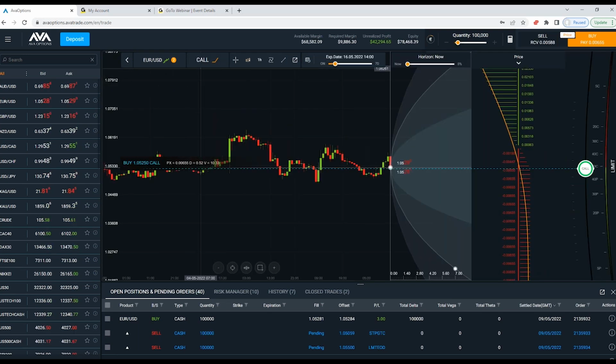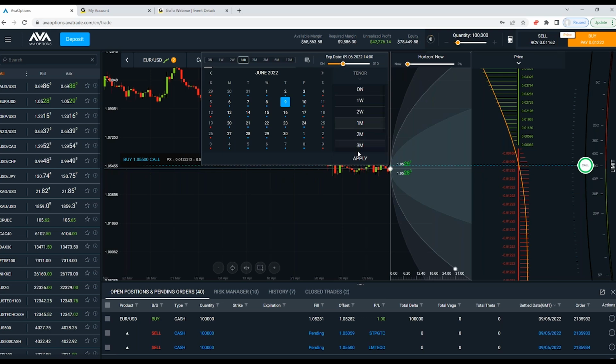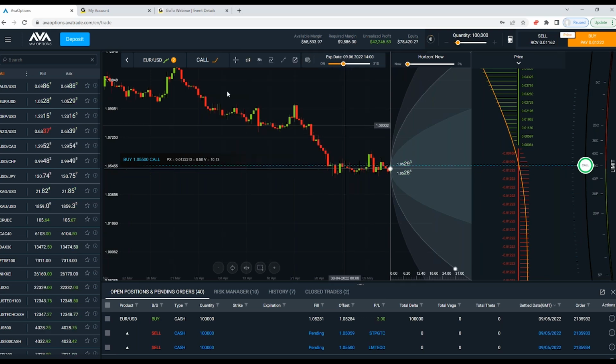That's what we're here for, isn't it? When I click a call option, I have some extra tools. I can choose my expiration date by clicking here. The default was 1 week. Let's say we're going to do a 1 month option. Apply. This chart is showing me 1 month of history in the chart.